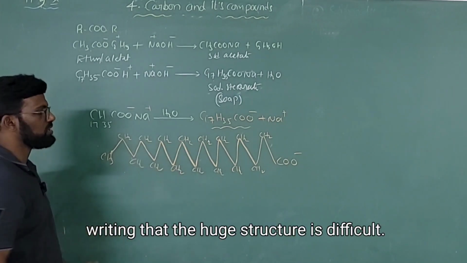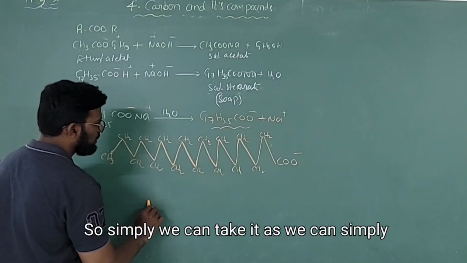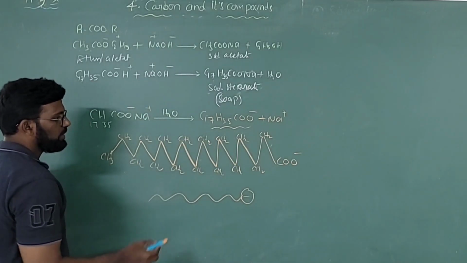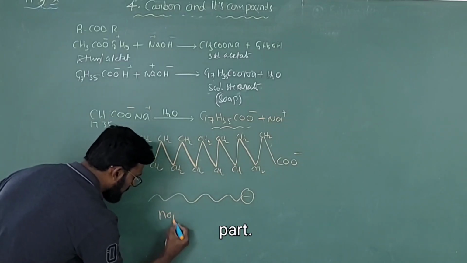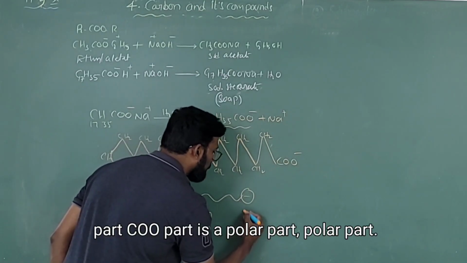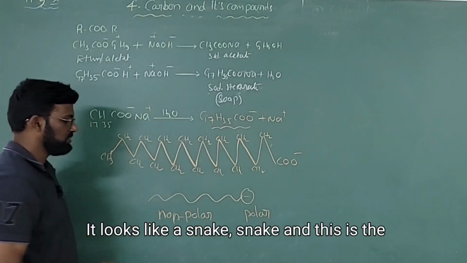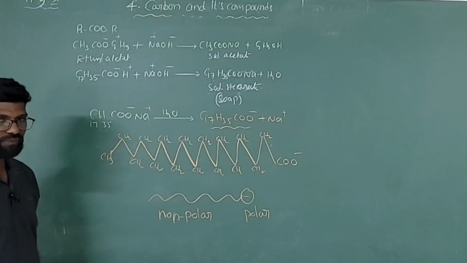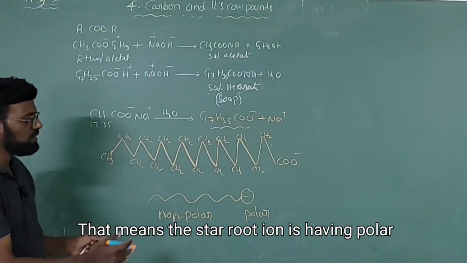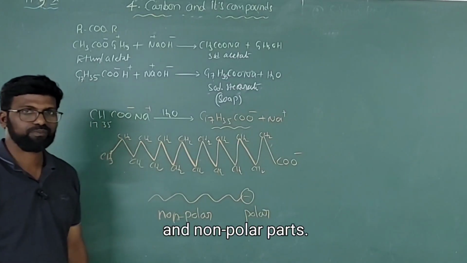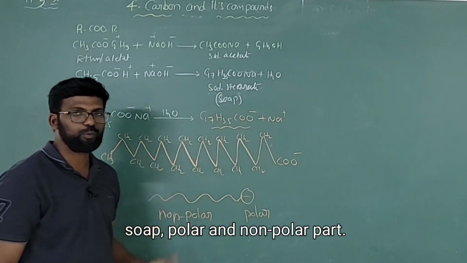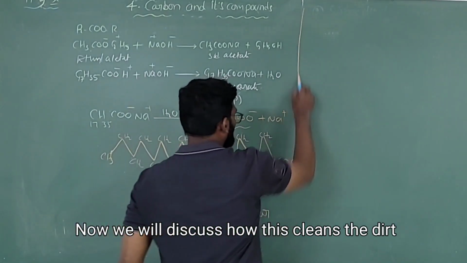Writing this huge structure every time is difficult, so we can simply represent it like this. This is the COO minus part, and the rest is the hydrocarbon part. The hydrocarbon part is the non-polar part, and the head, the COO part, is the polar part. It looks like a snake: the head is polar, whereas the tail is non-polar. That means the stearate ion has polar and non-polar parts. This is briefly about the soap formula, its structure and its polar and non-polar parts. Now we will discuss how it cleans dirt from clothes.